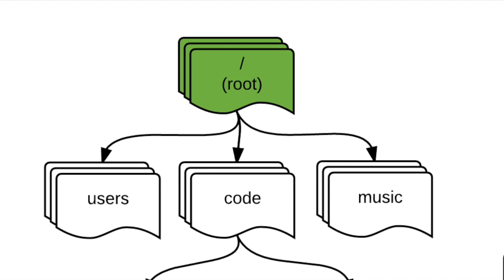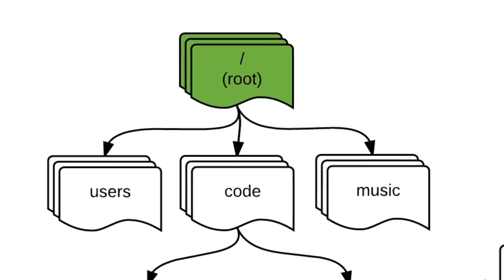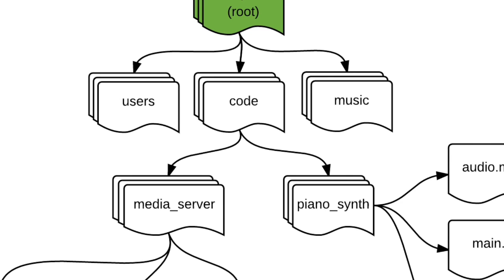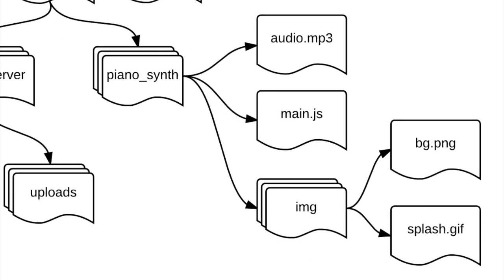Coming back to the root directory, we can see that it contains three other directories named users, code, and music. So far we've only seen directories, so let's follow the paths until we find ourselves a file. Inside of code we see two more directories, named media server and piano synth. Let's see what's inside of piano synth. Here at the first level after piano synth we find our first two files, named audio.mp3 and main.js. Piano synth directory also contains another directory named img, which itself contains two other files.